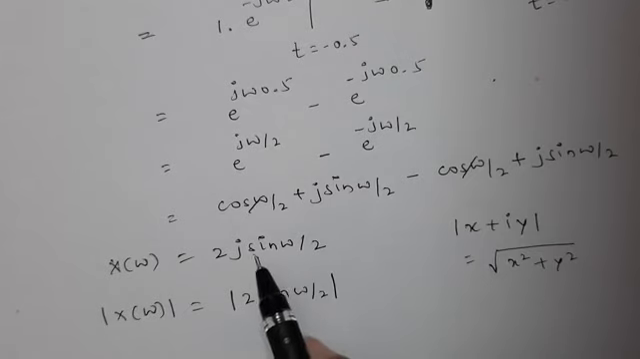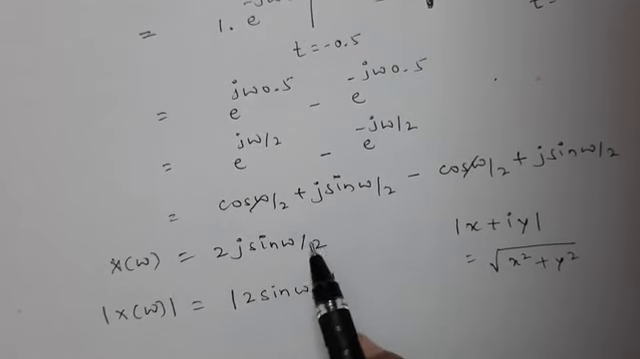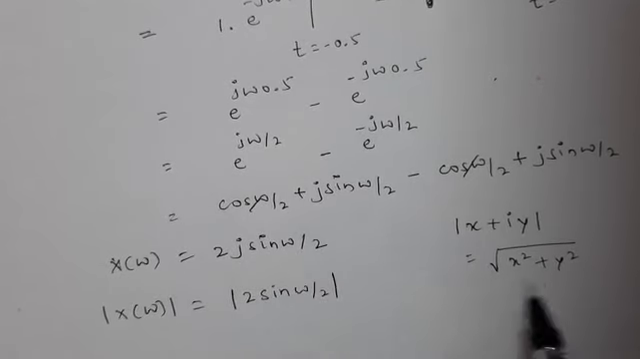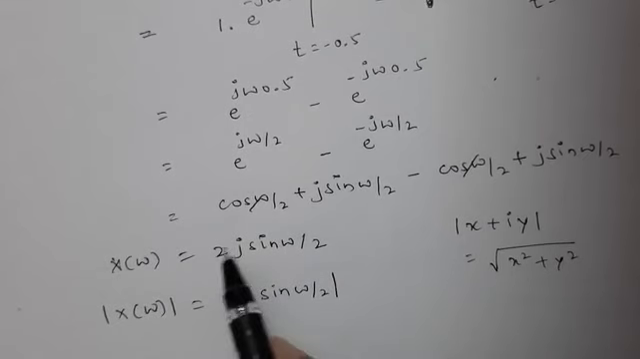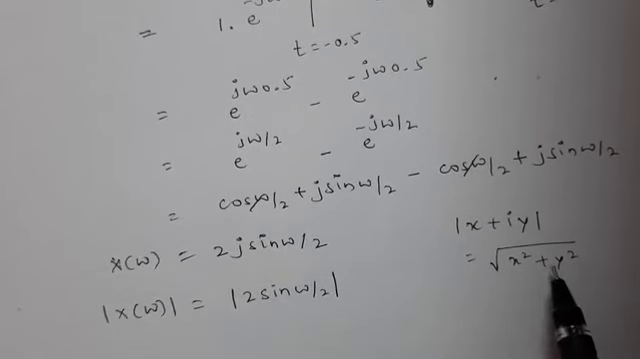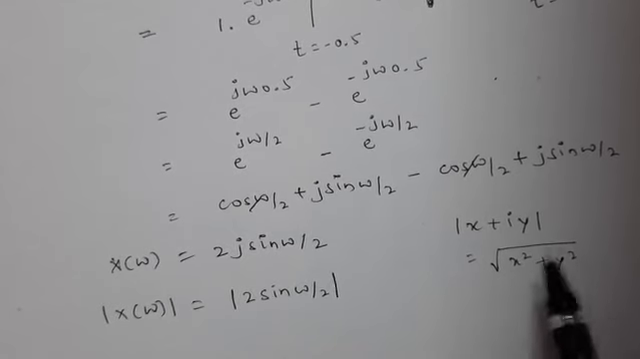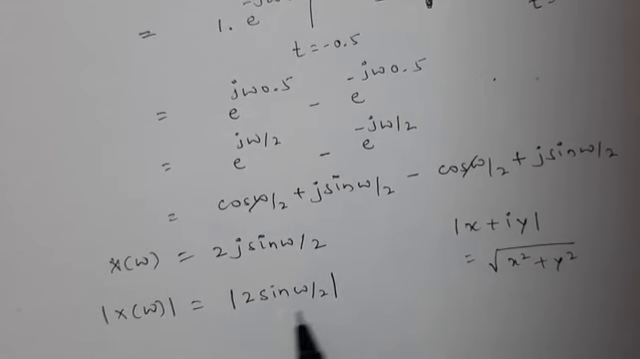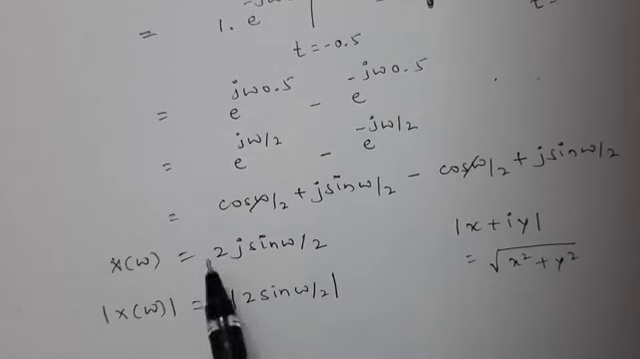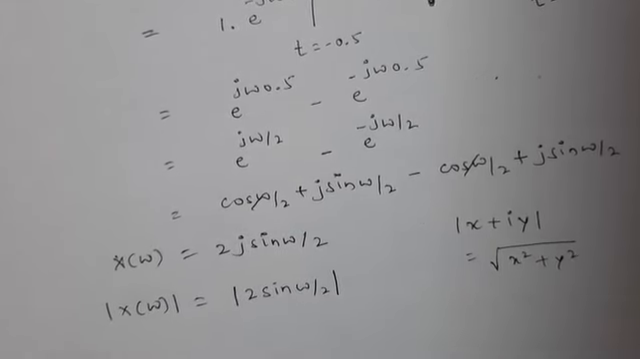Here, j sine omega by 2 is the iy term. So x is 0, there is no real term. So what you substitute? Sine omega by 2 square. Root of sine omega by 2 square is sine omega by 2 itself, and hence I have written sine omega by 2 as it is and 2 as it is here. Okay, what is angle?